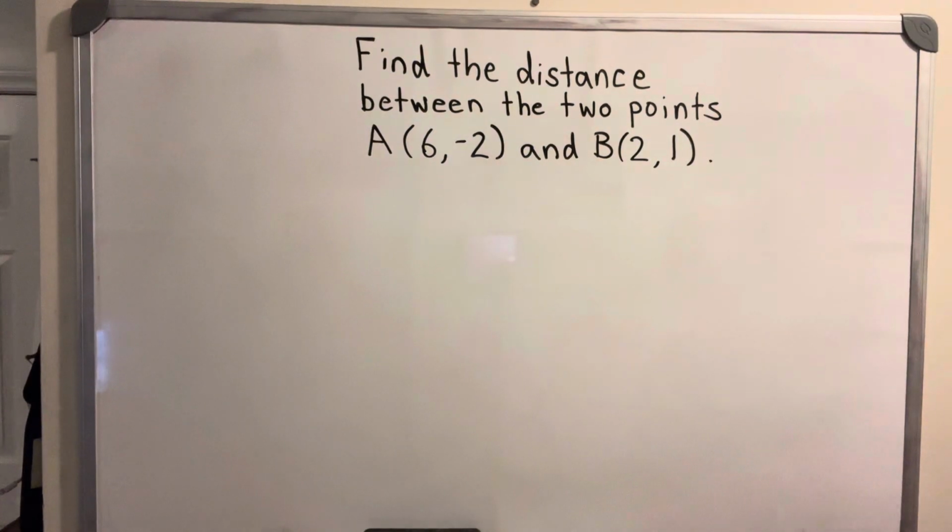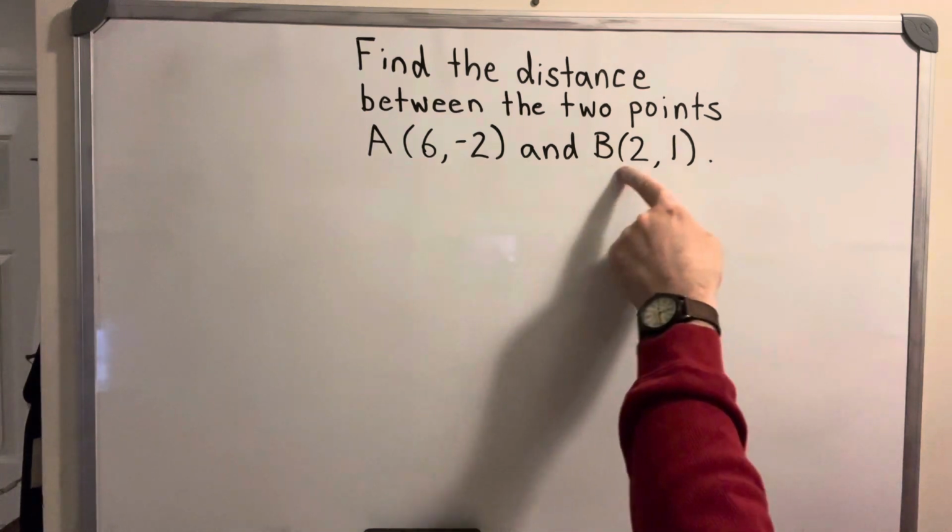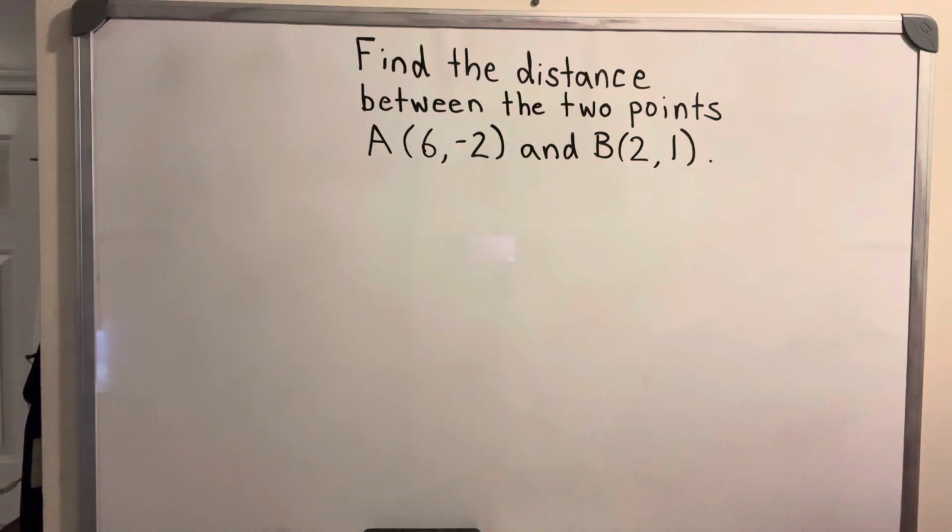This problem says find the distance between the 2 points A, (6, -2), and B, (2, 1). So the first thing I'll tell you about, in case you don't already know it, is how to read this type of notation. And the next thing we'll do is look at the way to compute distance between 2 points in a 2D coordinate system.